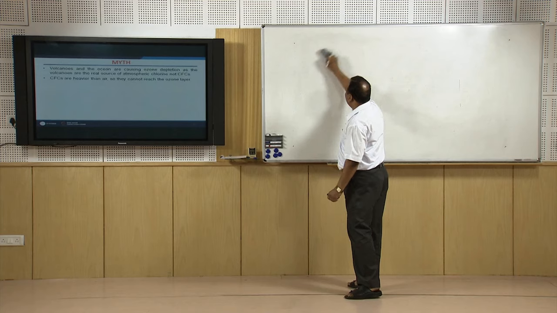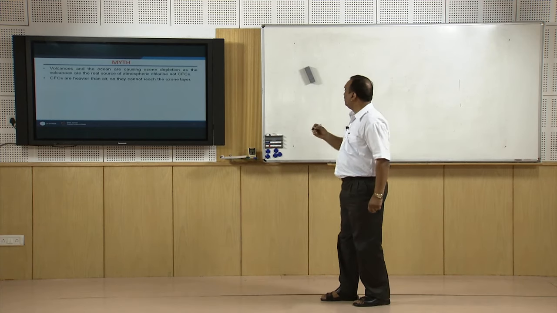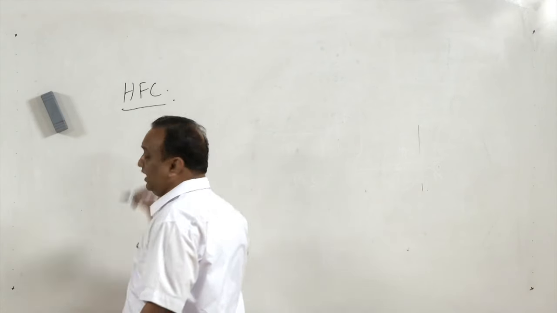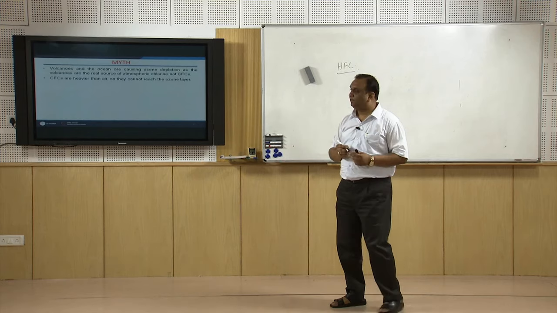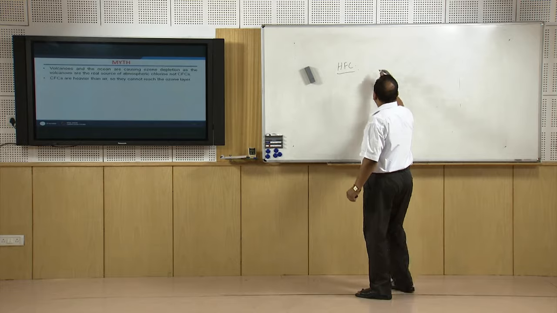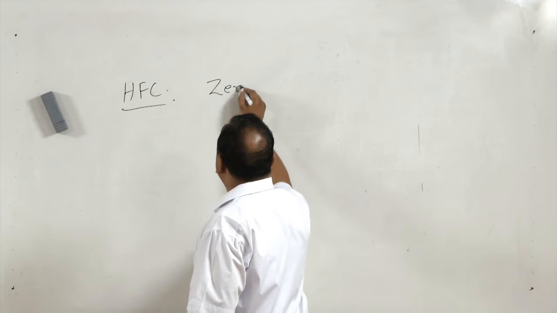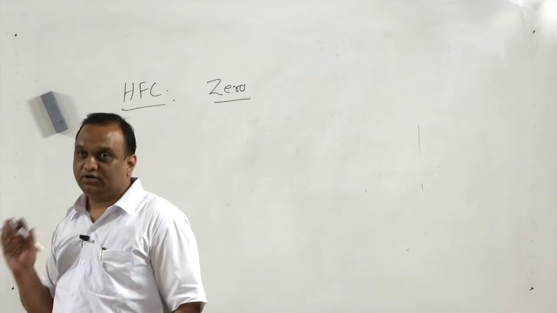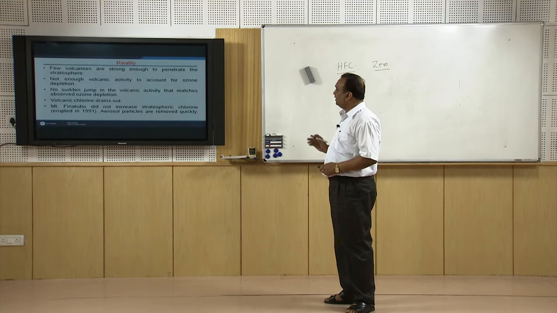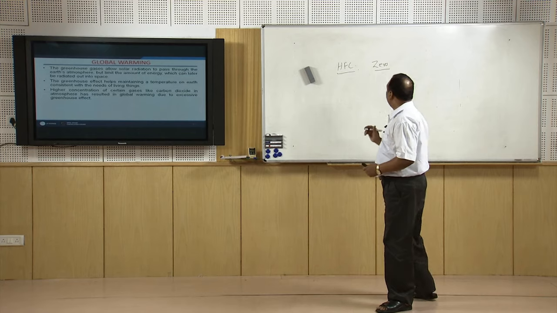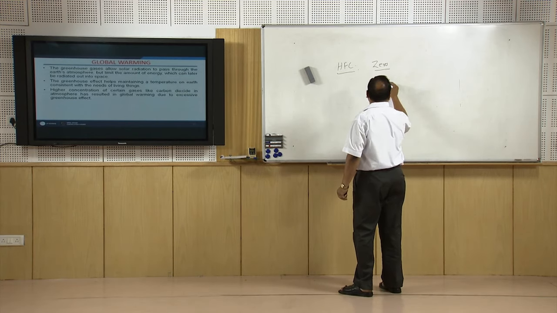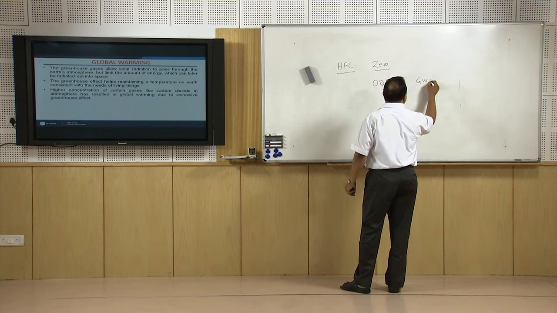Now, new refrigerants have come into the market. Out of these refrigerants, HFCs are very popular. Now, HFCs have zero ozone depletion potential, but they have global warming potential. They contribute towards global warming. Now, I will explain how this ozone depletion potential and global warming potential are gauged.